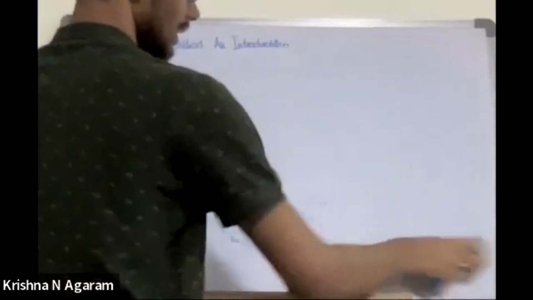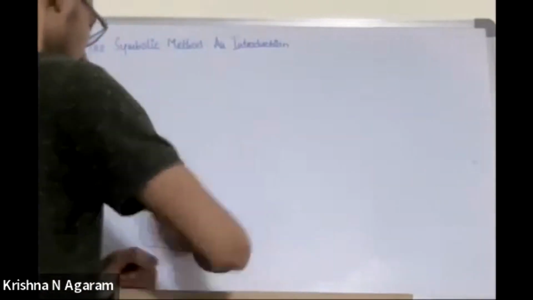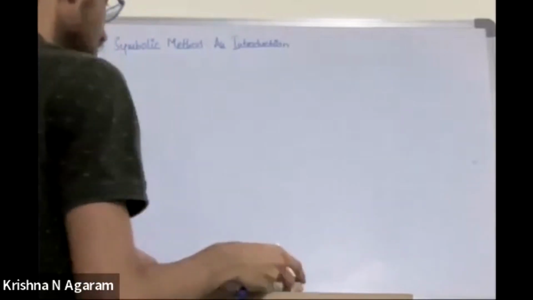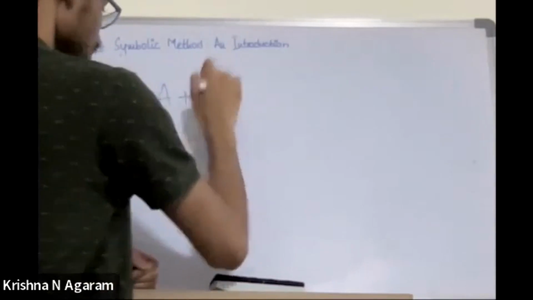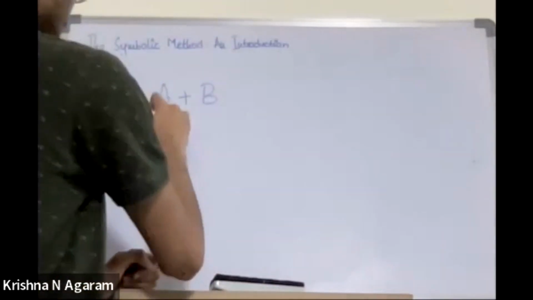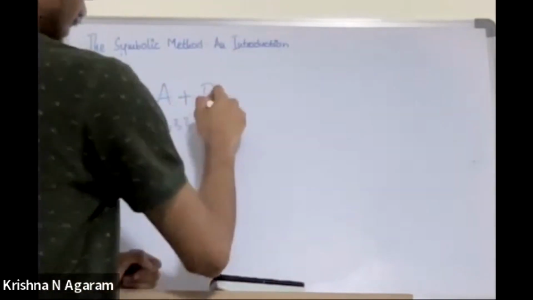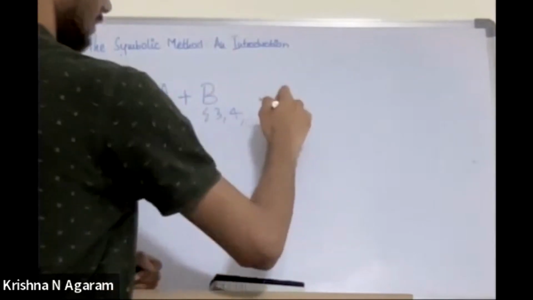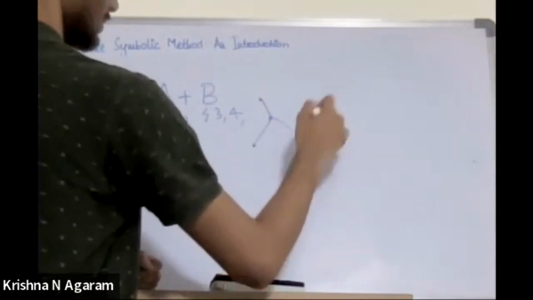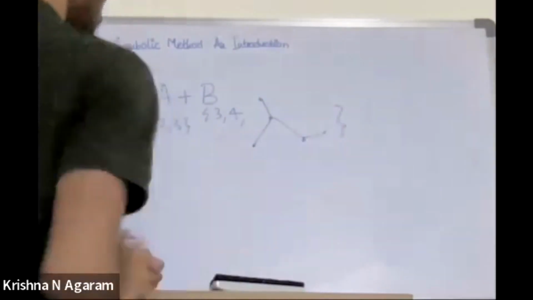Now we look at adding generating functions. I mean, adding classes. So the problem is, you have a class A and you have a class B. So suppose A was just these and B was like 3, 4 and some graph. Some other thing it was.